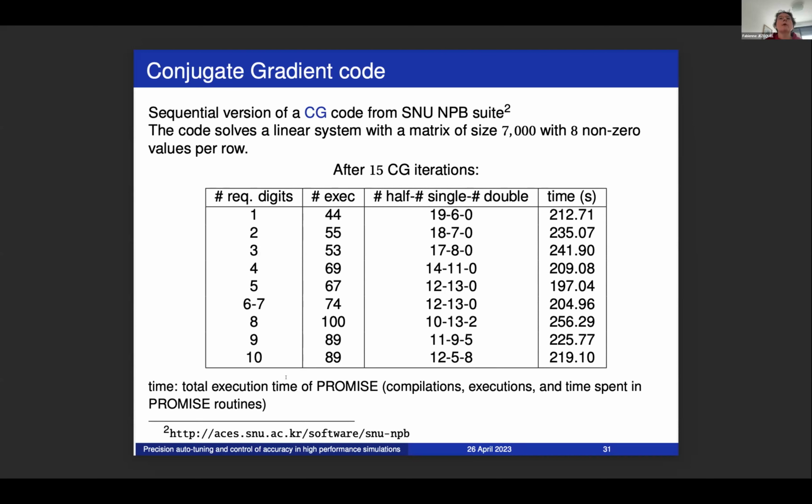So in this table, you have the number of required digits on the solution vector, the number of executions which are performed by Promise, the configuration which is provided by Promise, so the number of variables in half, single, and double precision, and the time taken by the tool. So in this time, you have the time taken by the compilations, the executions, and the time spent also in internal Promise routines. And you can see that if a few digits are required on the solution, for instance, you don't need double precision. But if you ask for 8 digits on your solution, then you start to require double precision.